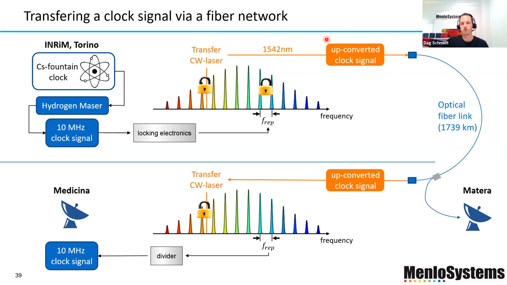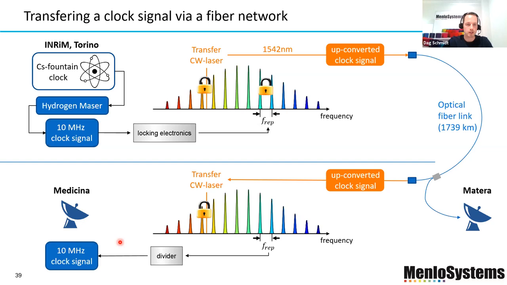This upconverted clock signal is sent into the optical fiber link. It's split here. One goes to Matera, one goes to Medicina. And to retrieve the clock signal, you do it the other way around. Now the comb is locked to the transfer laser, and you simply measure the repetition rate on a fast photodiode. You divide this down, and then you have again your 10 megahertz clock signal. This is a very symmetric and very nice way of spreading a clock signal via an optical fiber link.